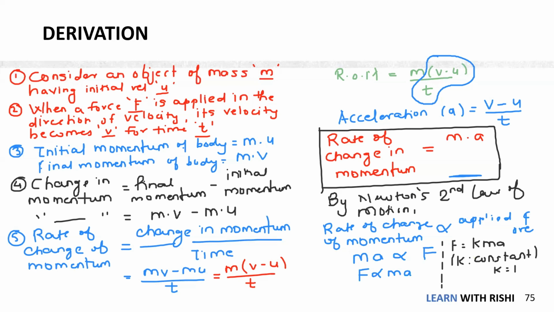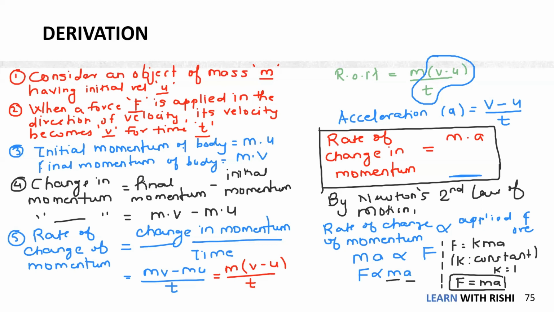So we don't need to write the constant, we can directly write it: F is equal to ma. So this is our equation, F is equal to ma. And from this equation, we can say that force is directly proportional to mass and force is directly proportional to acceleration. I hope you got this derivation, how we have proved it.